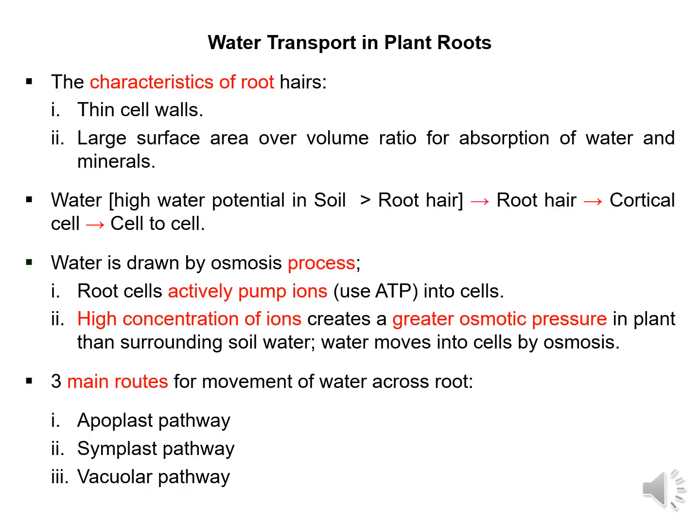It is because in a normal daily situation, the water potential in soil is always higher than in the root hair. Therefore, it permits the movement of water from soil into the root. We know that water is drawn by the osmosis process, and the root cell will actively pump ions into the cell. High concentrations of ion create a greater osmotic pressure in the plant than the surrounding soil water. Water will move into the cell by osmosis.